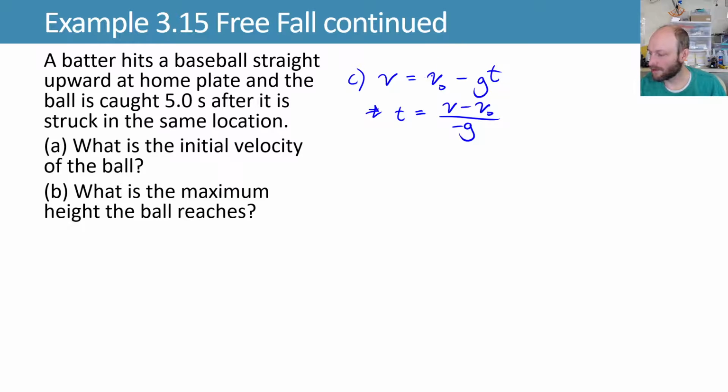So this is v minus v naught divided by negative g. So again, I've subtracted v naught from both sides. That gets me v minus v naught. And then I've divided both sides by negative g. So this is my equation. I'll plug in the values.